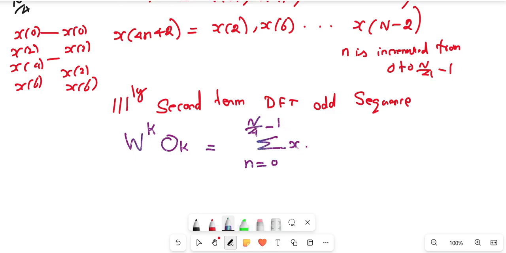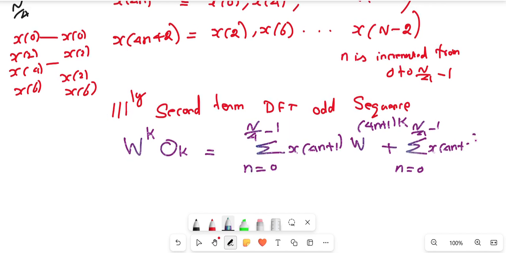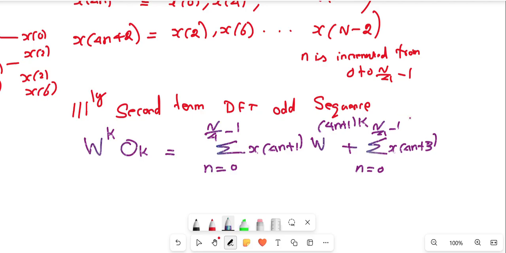So this is x of 4n plus 1, and W power 4n plus 1 into k, and plus the summation of n equal to 0 to n by 4 minus 1, x of 4n plus 3, W power 4n plus 3 into k.